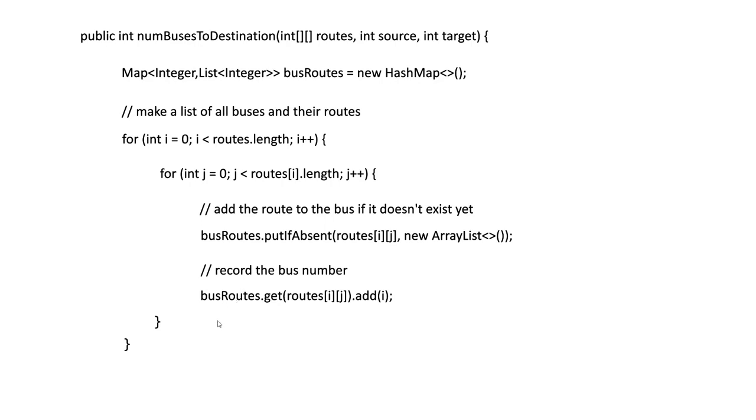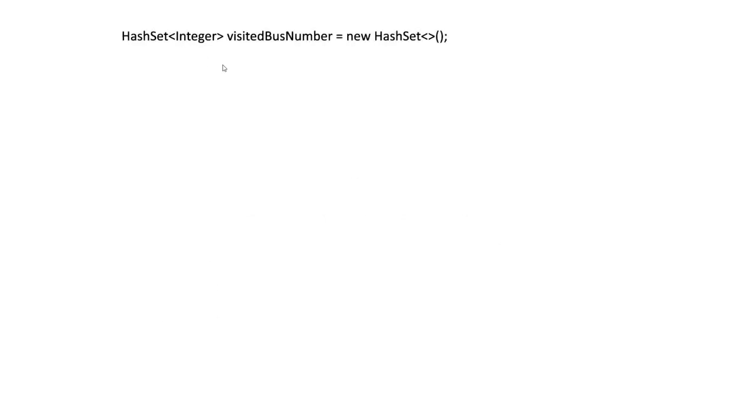Now let's move on. We need a HashSet of Integer, I call it visitedBusNumber, equals new HashSet. This is basically going to be the buses that we have taken. And then we're going to do a Queue of Integer for bus stops, which is a new LinkedList. So this is going to be all the stops that the bus has made.